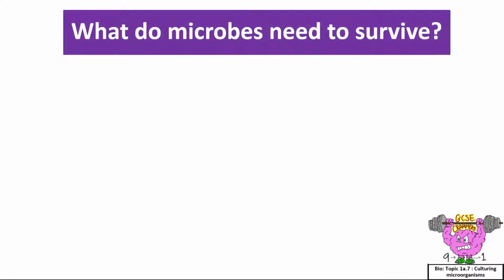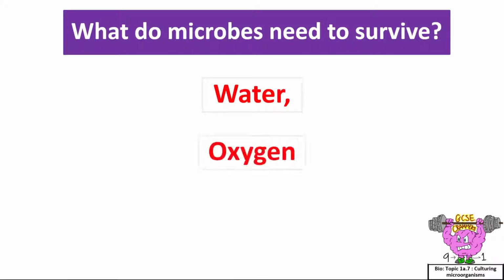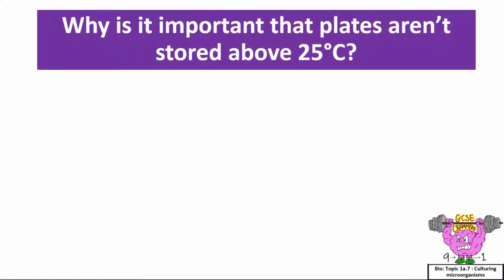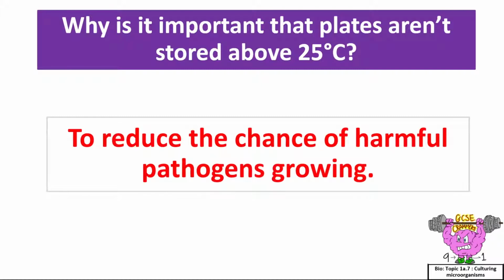What do microbes need to survive? Water and oxygen and warmth. What temperature would be most suitable for growing bacteria in classroom conditions? 25 degrees centigrade. Why is it important that plates aren't stored above 25 degrees centigrade? To reduce the chance of harmful pathogens growing.